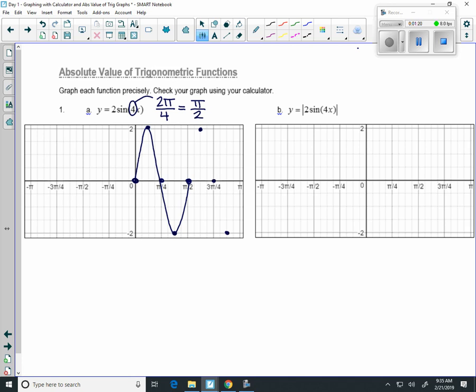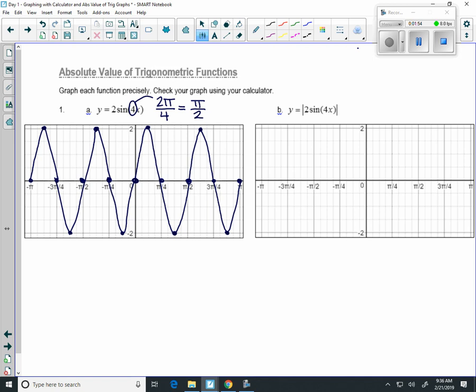Again, I would definitely get used to checking things on your calculator. It's a little bit of a challenge for me because everybody's calculator is so different. As I walked around, some of your calculators are defaulting to negative 2 pi to 2 pi. Some of your calculators are going 2.5 pi to 2. And so getting to know your calculator and how it works is important.